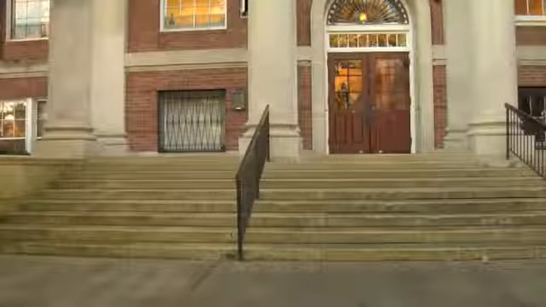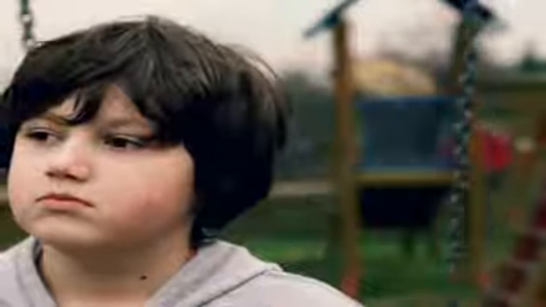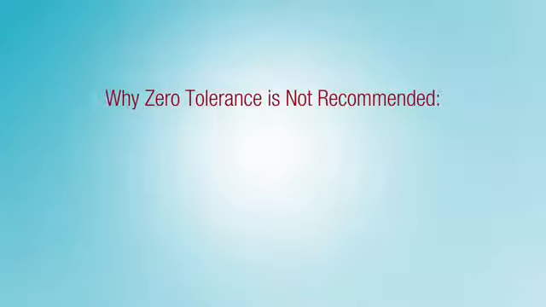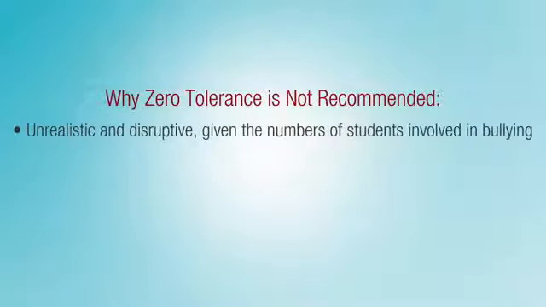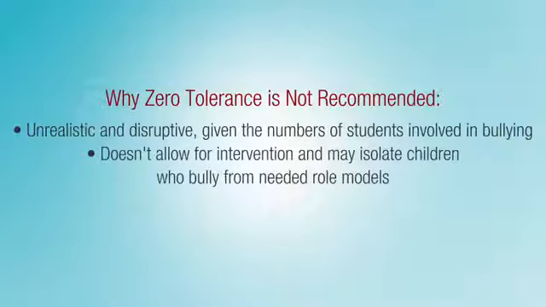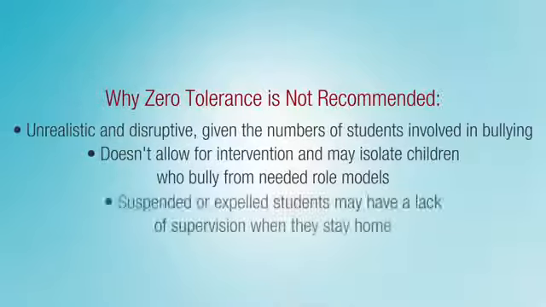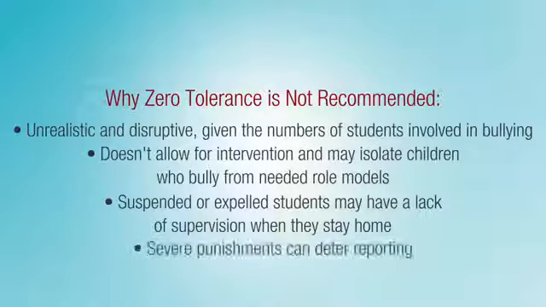Zero tolerance or 3 strikes and you're out policies are often used by schools in reaction to violent offenses, like carrying weapons or fighting. When it comes to bullying, zero tolerance is typically ineffective or can even make the bullying situation worse. Zero tolerance is not recommended because it's unrealistic and disruptive, given the number of students involved in bullying. It doesn't allow for intervention and may isolate children who bully from needed role models. Suspended or expelled students may have a lack of supervision when they stay home, and severe punishments can deter reporting.